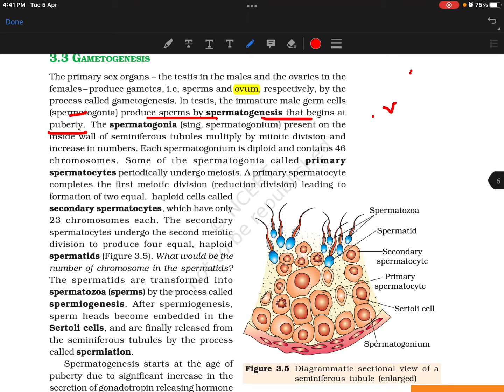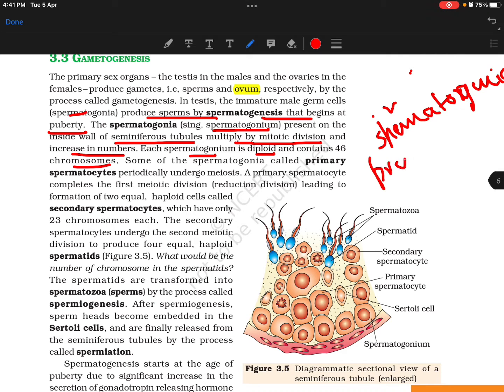The spermatogonia, which in singular form we call spermatogonium, present on the inside wall of the seminiferous tubules, multiply by mitotic division and increase in numbers, and each spermatogonium is diploid and contains 46 chromosomes.